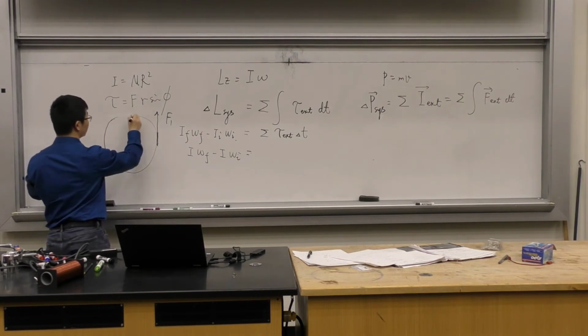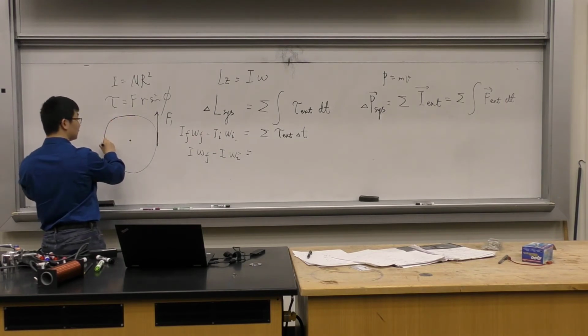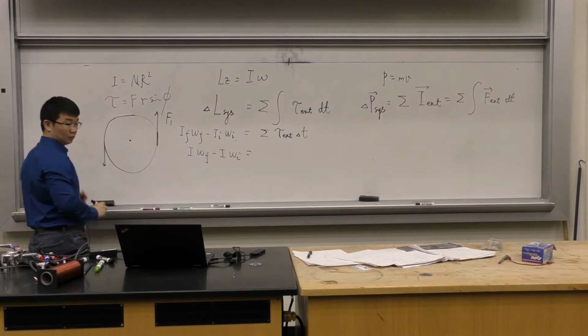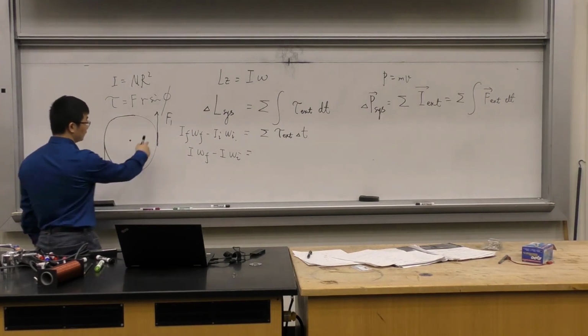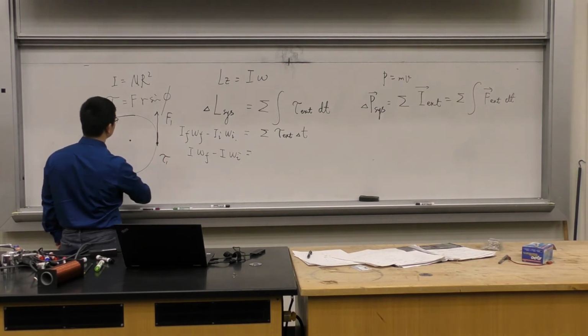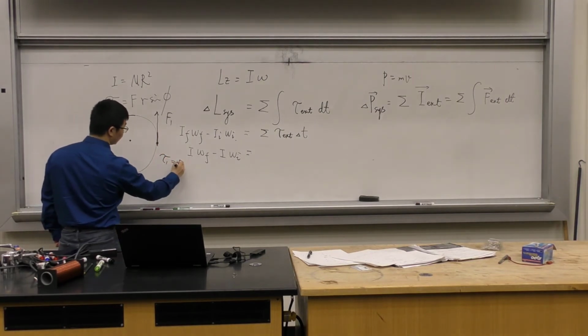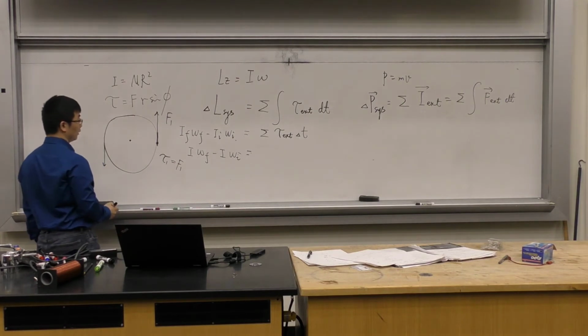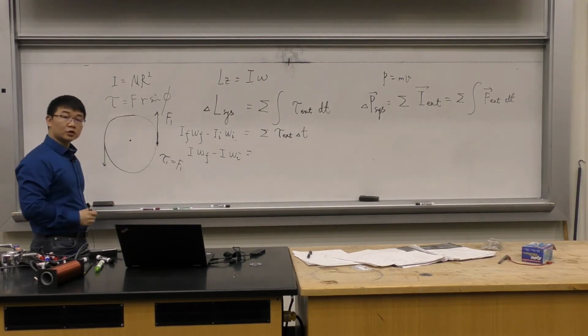So there are two forces here, right? And another one is here, on the other side. Now this torque is going to be force F1 times arm. What is the definition of arm?